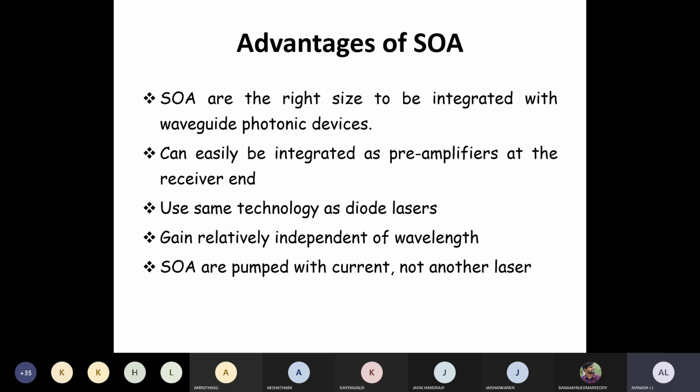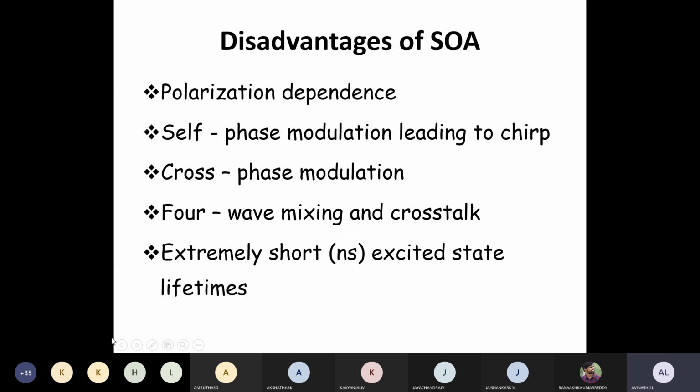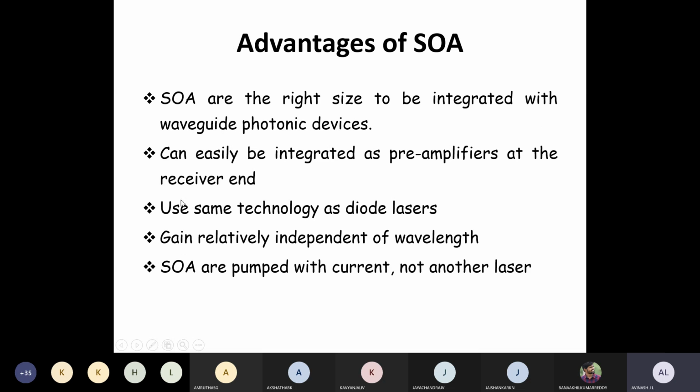Here SOAs are the right size to be integrated with waveguide photonic devices. The size matters. When the size of the amplifier is the right size, that means it fits, so we can say it is somewhat perfect. So SOAs are the right size to be integrated with waveguide photonic devices.